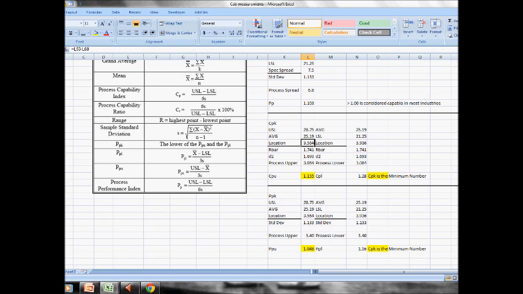So let's say your upper spec was 28.75. Let's say your average was 29. That would give you a negative location. That's why the CPK number would be a negative number.